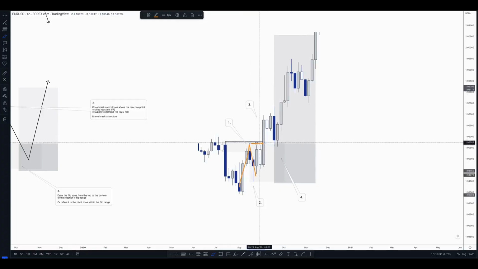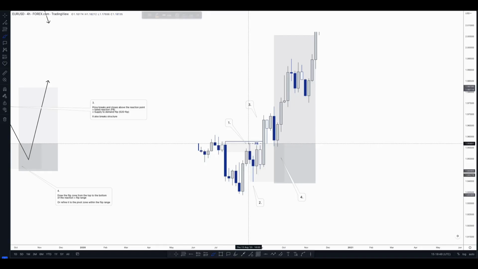As soon as price closes above that failed reaction line, that orange line, you have a flip. It just so happens that that one candle that does confirm the flip, confirms the failed reaction, it also breaks structure in that one candle, which is happy days, right? So when that candle is up here and it closes, what can we now do?